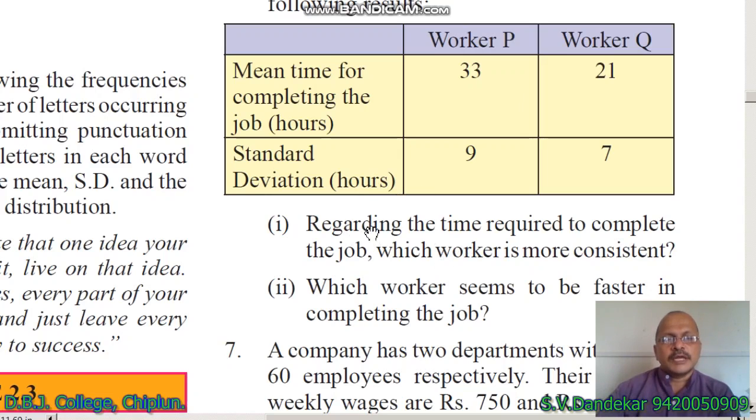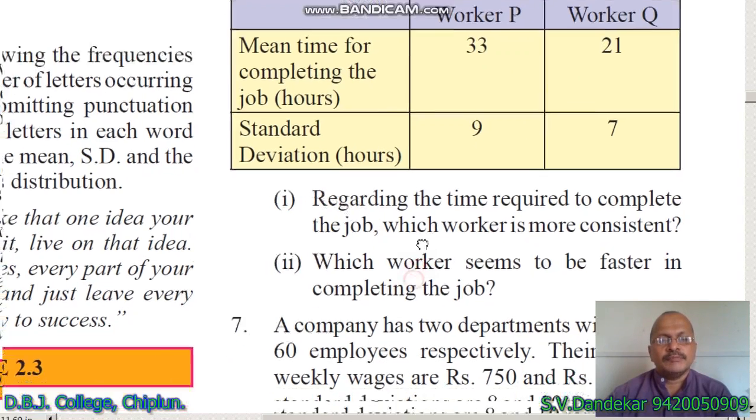Now regarding the time required to complete the job, which worker is more consistent? Clearly worker Q has the mean smaller than worker P. So worker Q can do the job faster. Now this first answer, which worker is more consistent, its answer is given by coefficient of variation, which you are going to solve. Very easy problem.